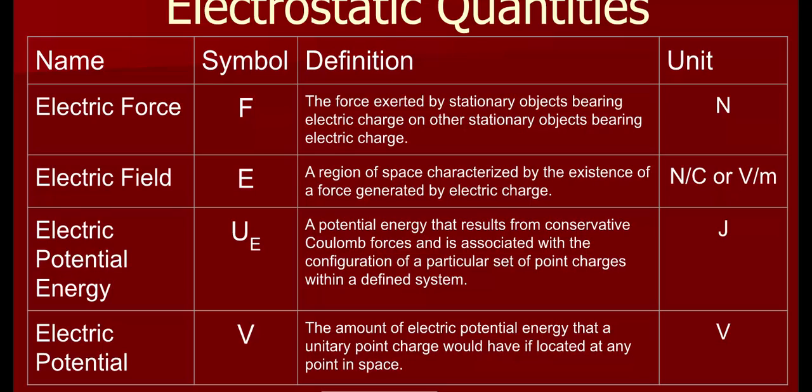So here are some definitions. We should know all of these things. So electric force, symbol F, electric field, symbol E. Electric potential energy, symbol U, the potential. And then we have electric potential, not energy, which is symbol V. So here are your definitions and your units, right? Is this new stuff here?